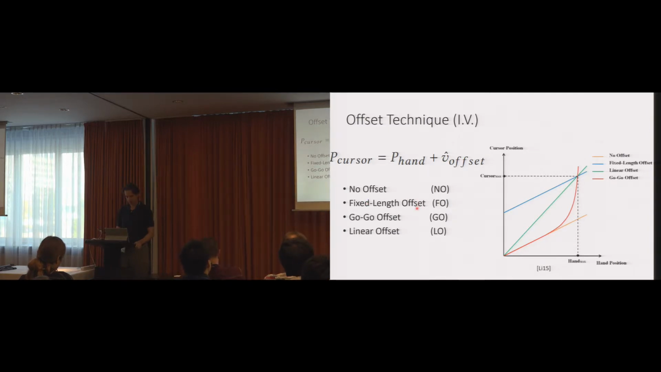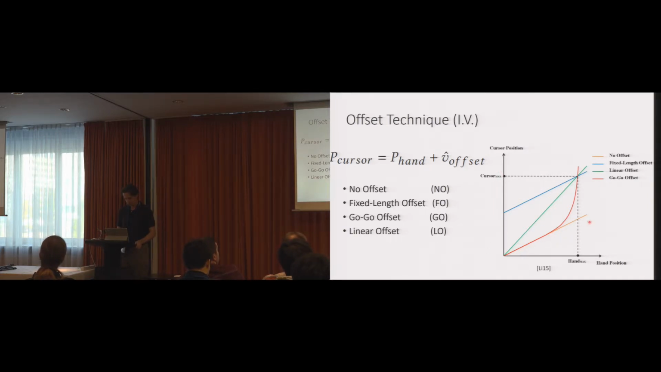The second condition is a fixed length offset. It was basically fixed to about 1 meter in front of the user as a displacement. The third one was the go-go offset. So here we remind ourselves what these techniques look like. The x-axis is the hand position, or distance from the torso. The y-axis is the distance of the cursor.